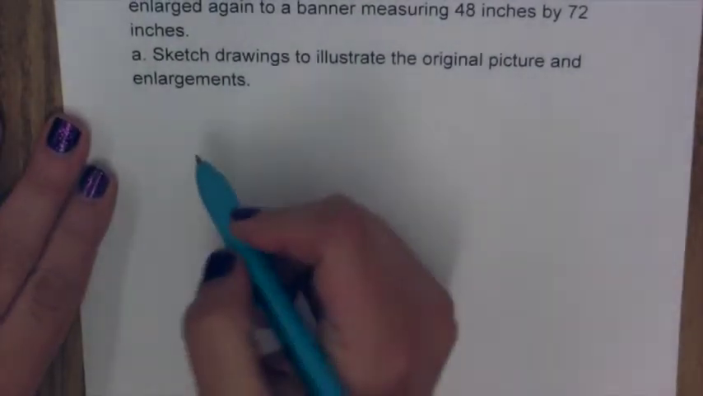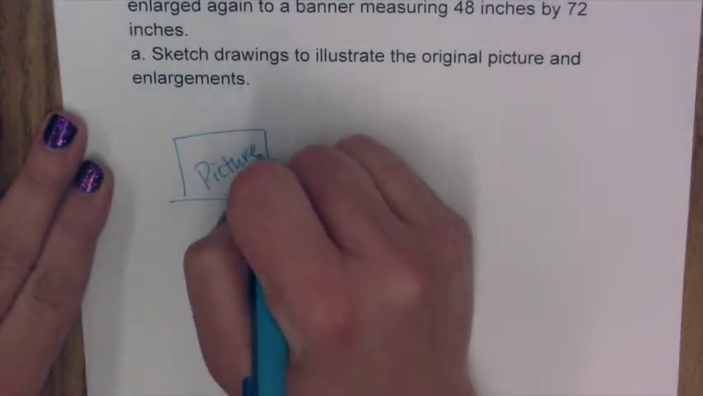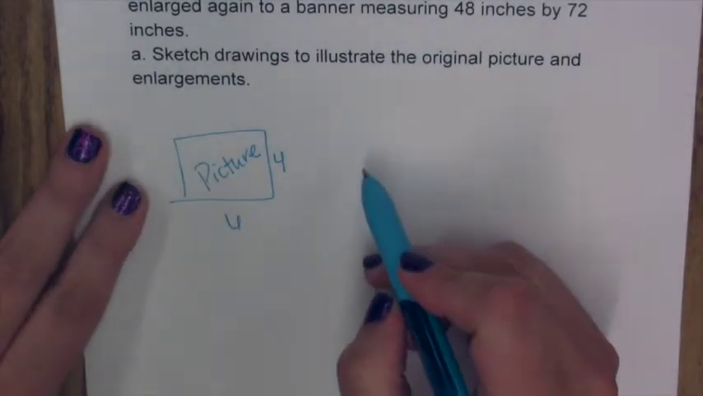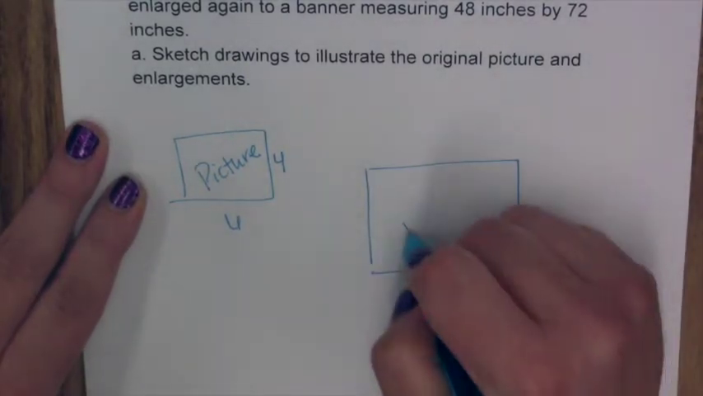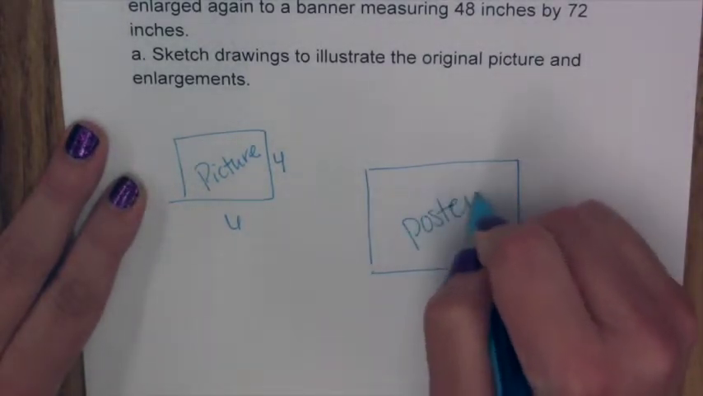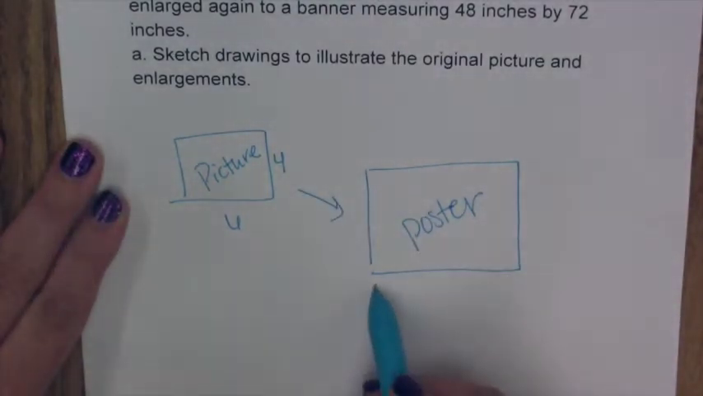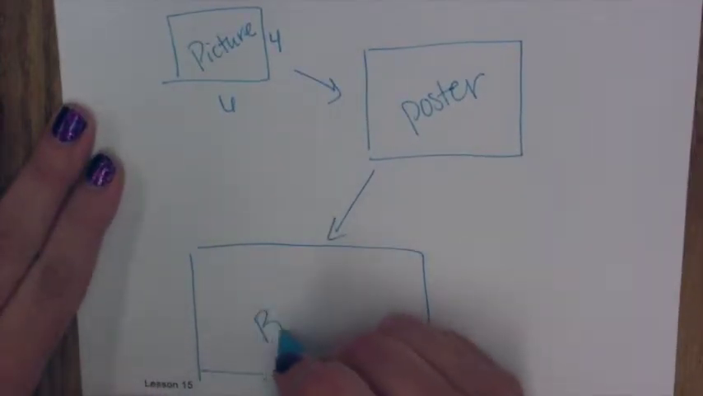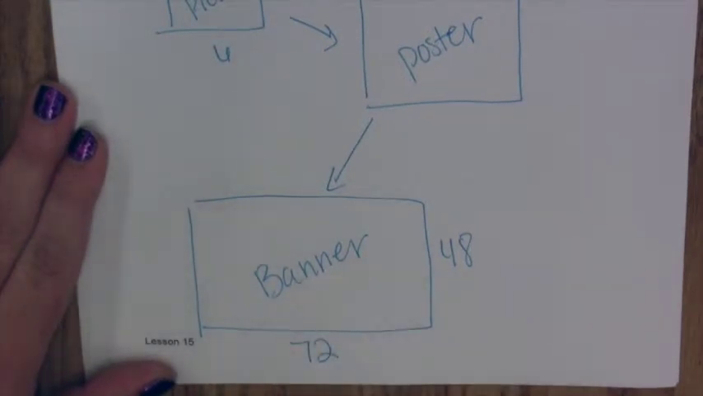All right, so we have 3 pictures. We have our picture first. I'm going to label that, which they told us was 4 by 6. Then they're going to enlarge that to a poster. So we'll make it a little bit bigger. Poster. And they don't give us those side lengths. So enlarge to here, and then it goes all the way down here to a banner, which they tell us is 48 by 72.